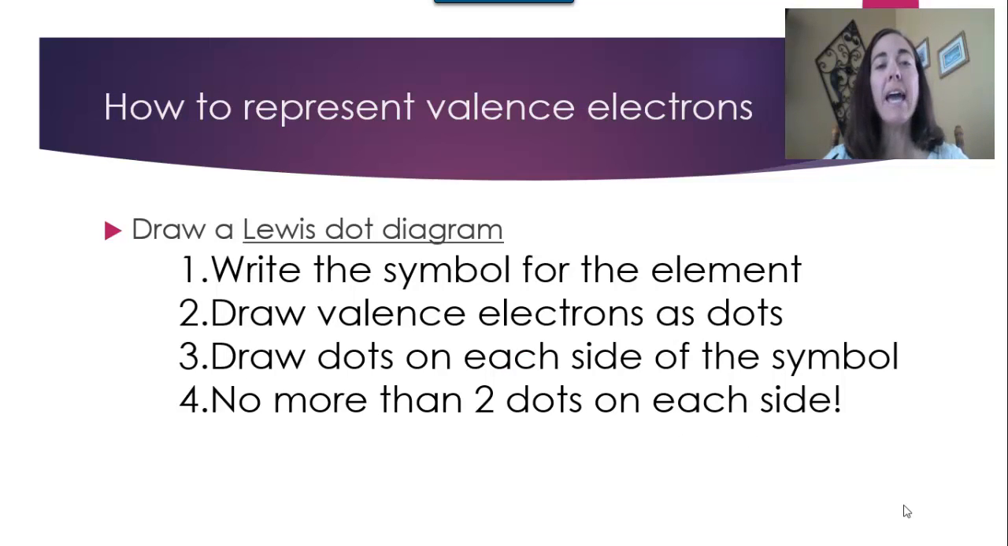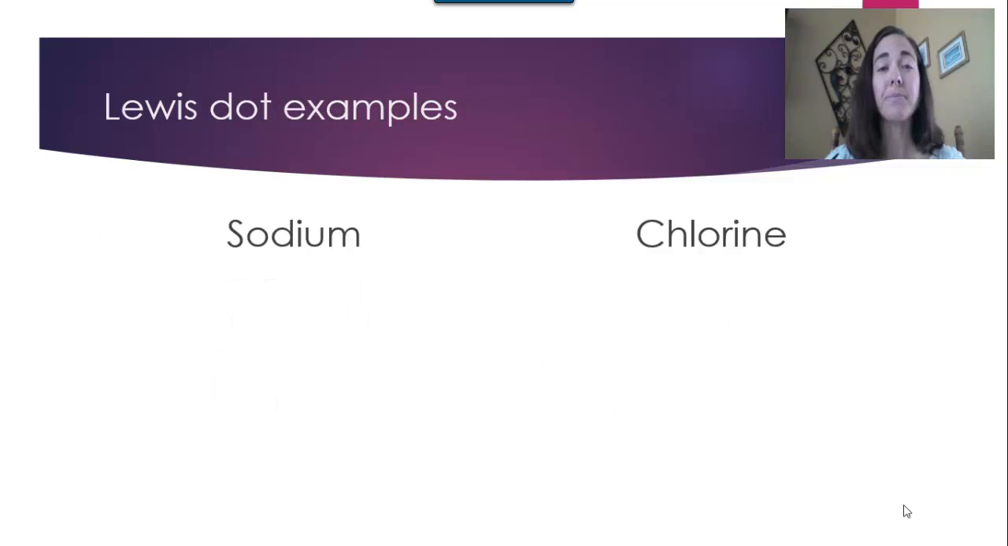We are going to look at how to draw valence electrons on paper. And the way we're going to do that is with a diagram called a Lewis diagram. Now, there are 4 steps to draw a good Lewis diagram. You want to write the symbol for your element. You're going to draw the valence electrons as dots around the symbol, and we're going to draw them on all 4 sides of the element symbol with no more than 2 on each side. Let's work a couple of examples so you'll know what I'm talking about.